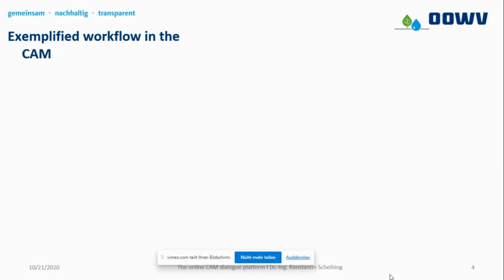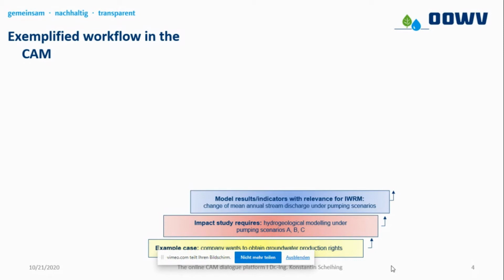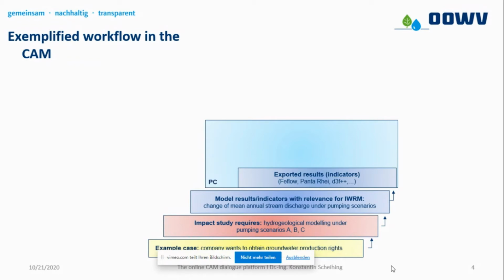And of course, as speaking for a water board, I will pick the example of a company that wants to obtain groundwater production rights in a certain area. To apply for these rights, the company needs to execute an environmental impact study. And that involves a hydrogeological model, in this case under 3 different pumping scenarios. Once that is done, the model will yield results, model results. And in this example, we will have a look at the model result, change of the mean annual stream discharge in the relevant catchment.